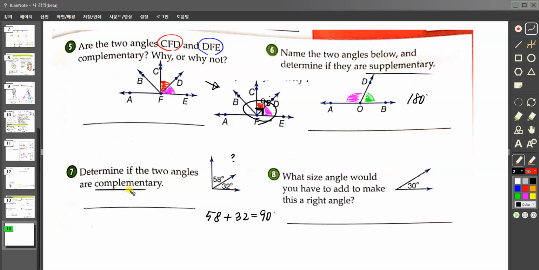Then what size angle would you have to add to make this a right angle? 70. What size angle would you have to add? 60. Can make right angle 60, right?